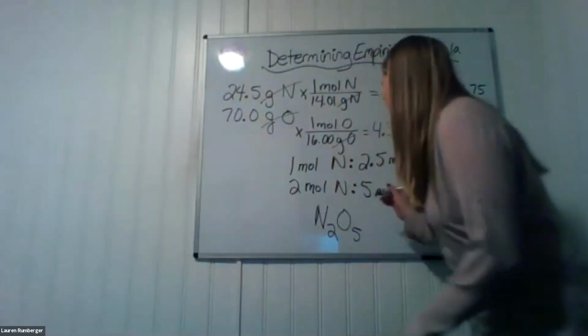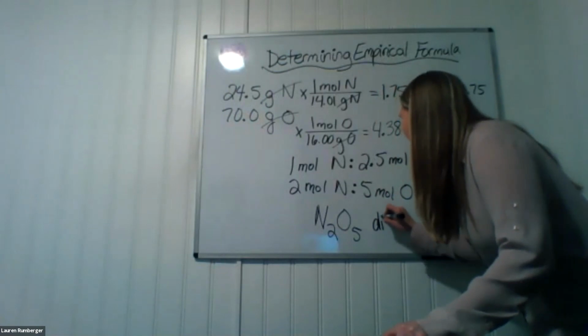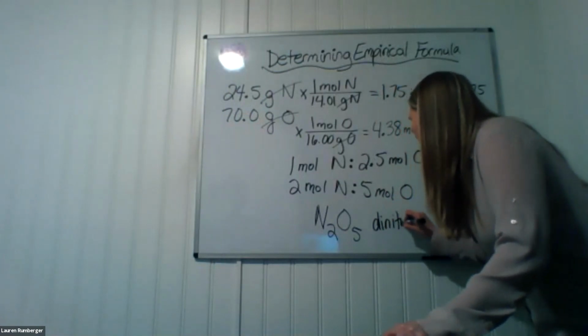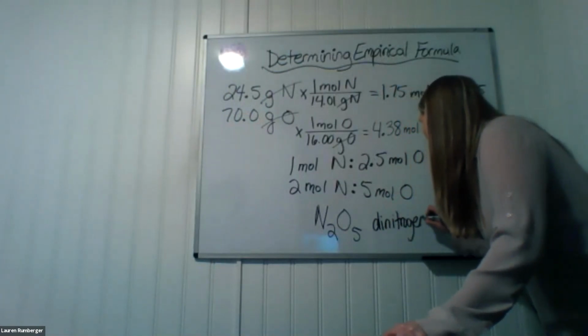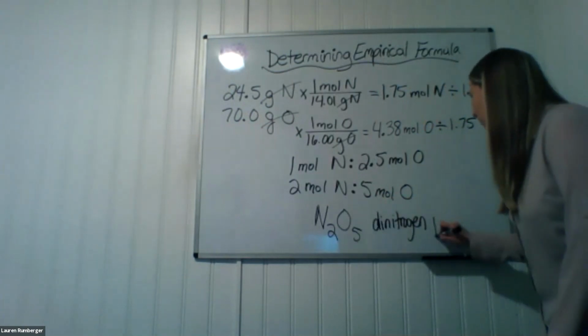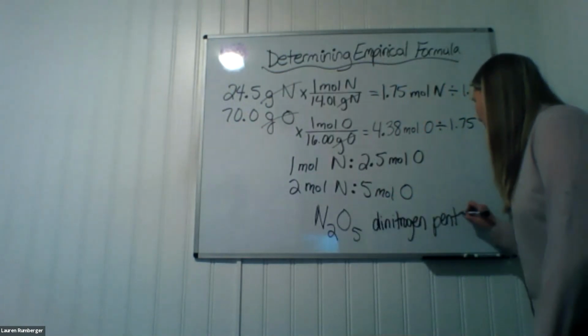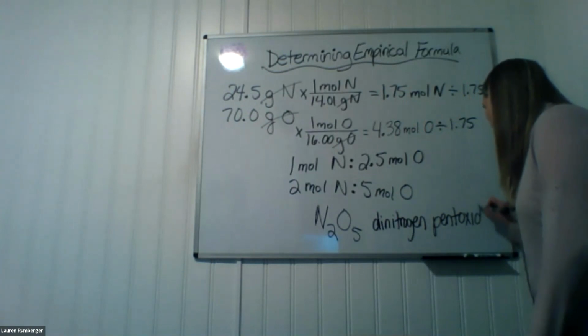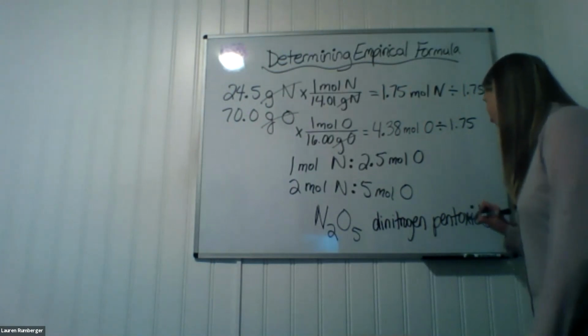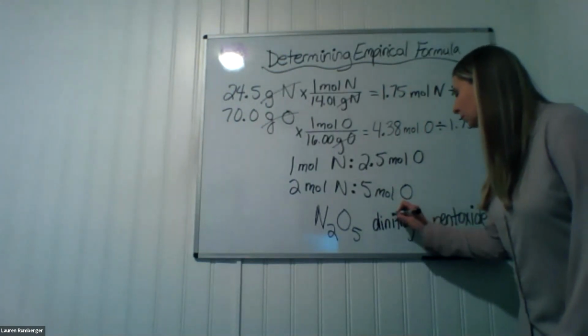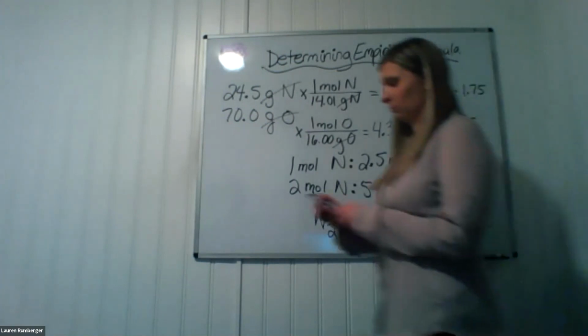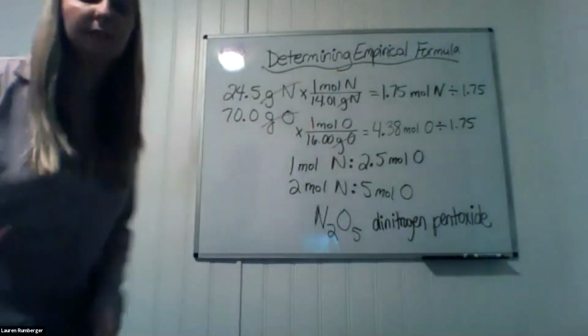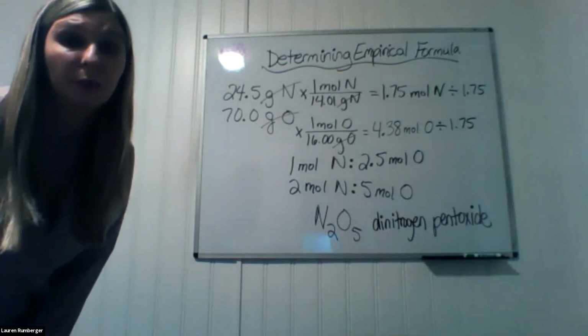Two nitrogens would be dinitrogen, and 5 oxygens would be pentoxide. And that completes our second example for determining empirical formula.